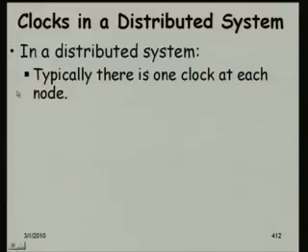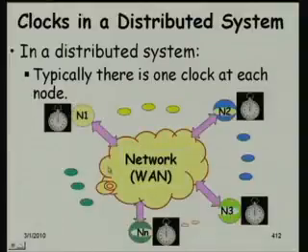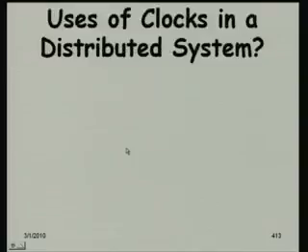So typically there is one clock at each node, and they are connected through a wide area network. So the transmission time here is quite significant, compared to a multiprocessor system. But what are the uses of a clock in a distributed system? Can anybody answer this question?